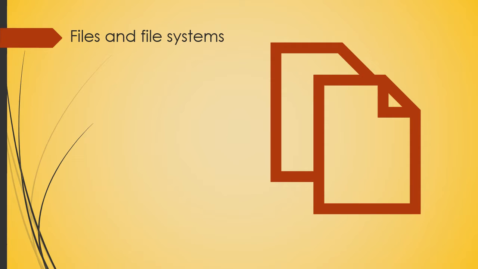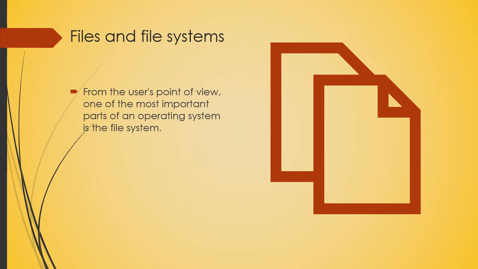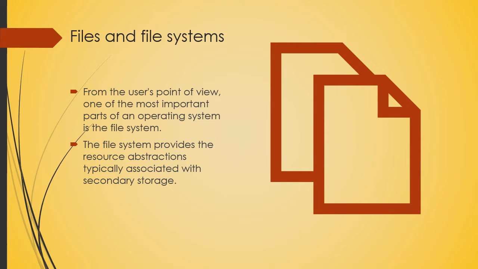Files and file systems. From the user's point of view, one of the most important parts of an operating system is the file system. The file system provides the resource abstractions typically associated with secondary storage. The file system permits users to create data collections called files.